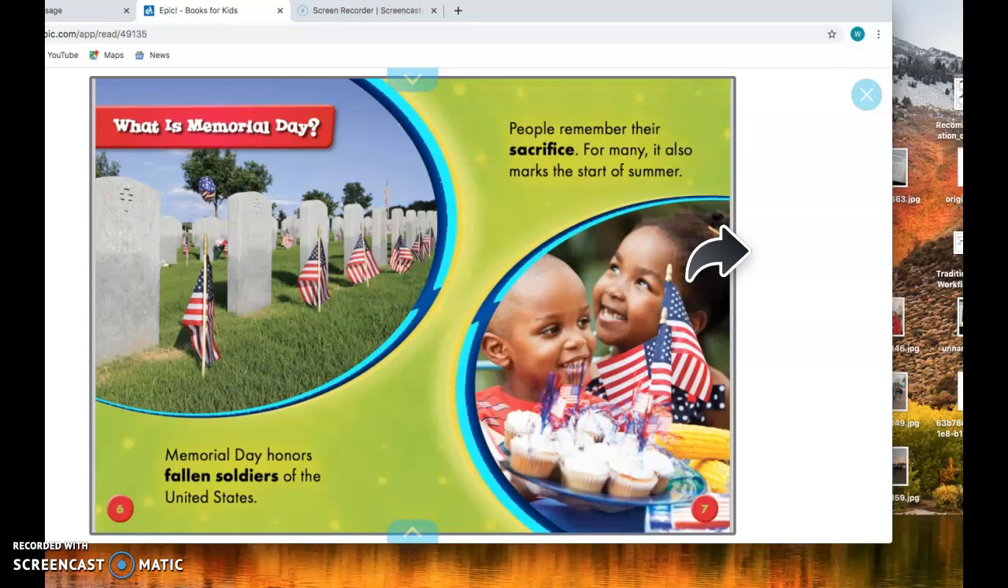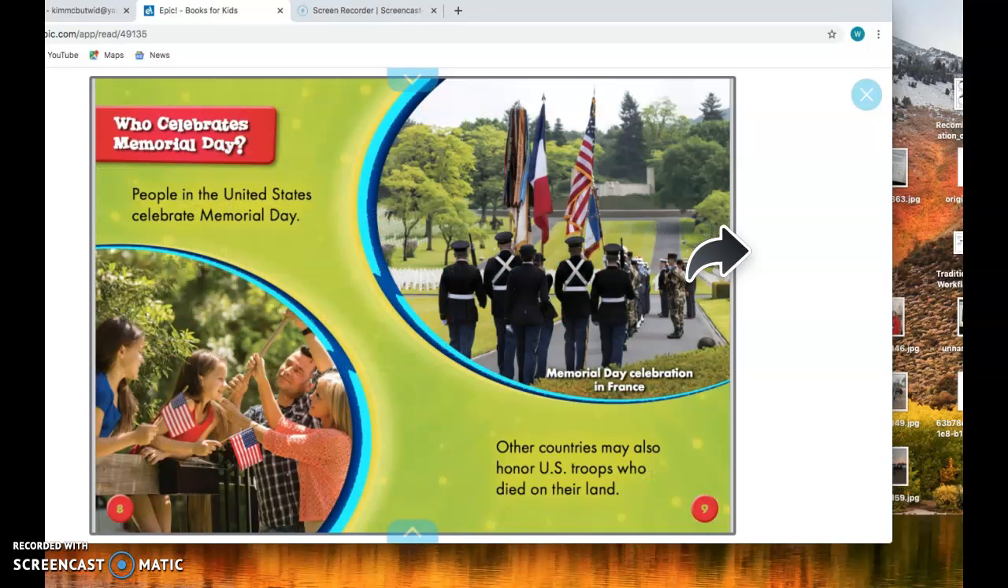It's Memorial Day. What is Memorial Day? Memorial Day honors fallen soldiers of the United States. People remember their sacrifice. For many, it also marks the start of summer. Who celebrates Memorial Day? People in the United States celebrate Memorial Day. Other countries may also honor U.S. troops who died on their land.